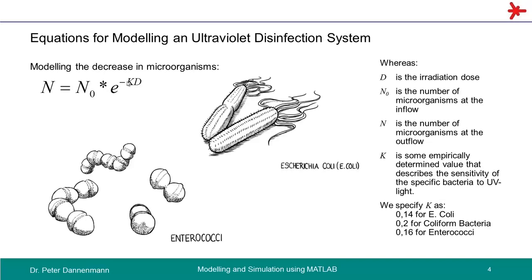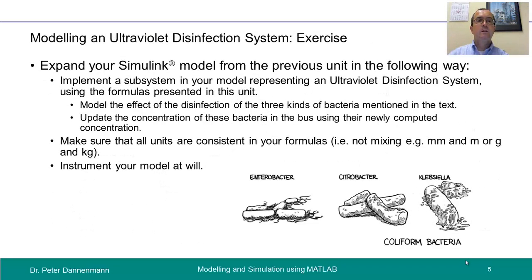With these values available, we can now start implementing the final part of our model. Implement a subsystem in your model representing an ultraviolet disinfection system using the formulas presented in this unit. Model the effect of the disinfection of the 3 kinds of bacteria mentioned in the text. Update the concentration of these bacteria in the bus using their newly computed concentration. Instrument your model at will.